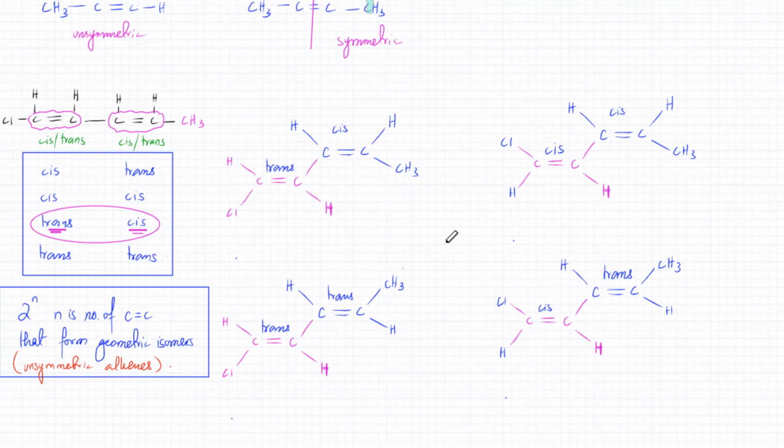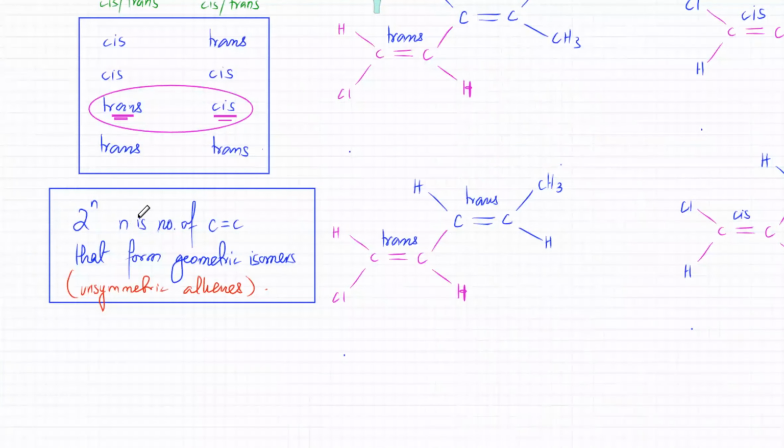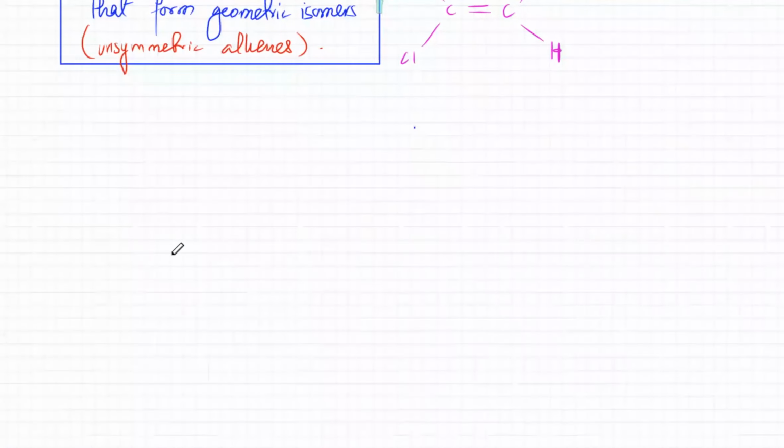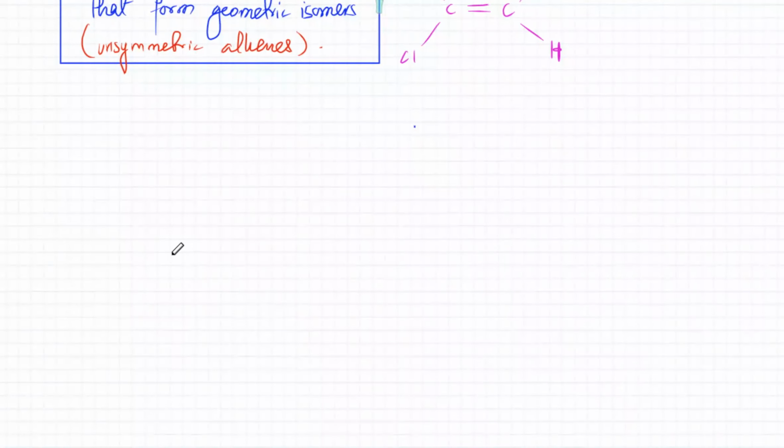So I told you that you could use 2 to the power n, and in that way, you can figure out the total number of geometric isomers that a molecule can form, where n is the number of double bonds. So if a molecule has 3 double bonds and all of them are forming, let's think of a molecule that has 3 double bonds.